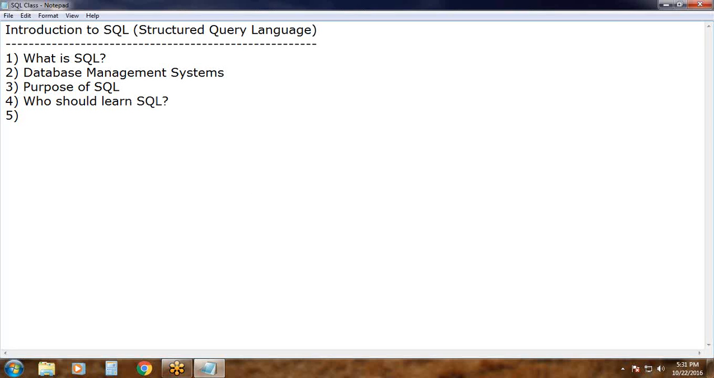Next, subsets of SQL. Data definition language.